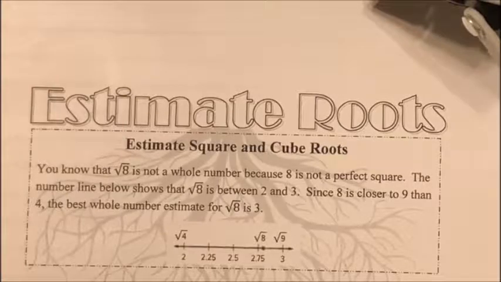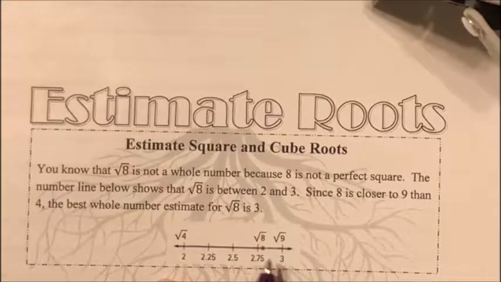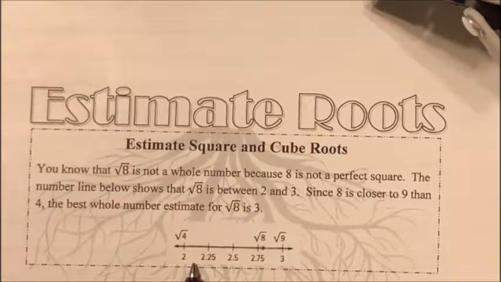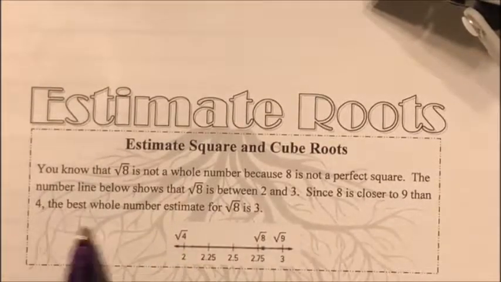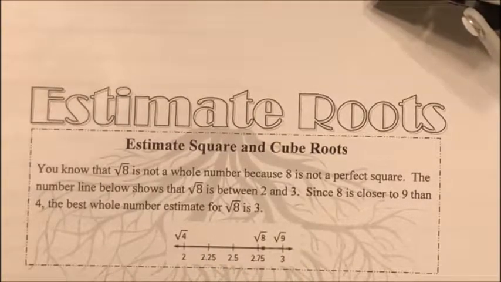Okay, so we know that the square root of 8 is not a whole number because 8's not a perfect square, right? 8's a perfect cube, but it's not a perfect square. The number line below shows that the square root of 8 is somewhere between 2 and 3, since the square root of 4 is 2, and the square root of 9 is 3. Now the square root of 8 is probably going to be closer to 3 than to 2. Since 8 is closer to 9 than 4, the best whole number estimate for the square root of 8 is going to be 3.